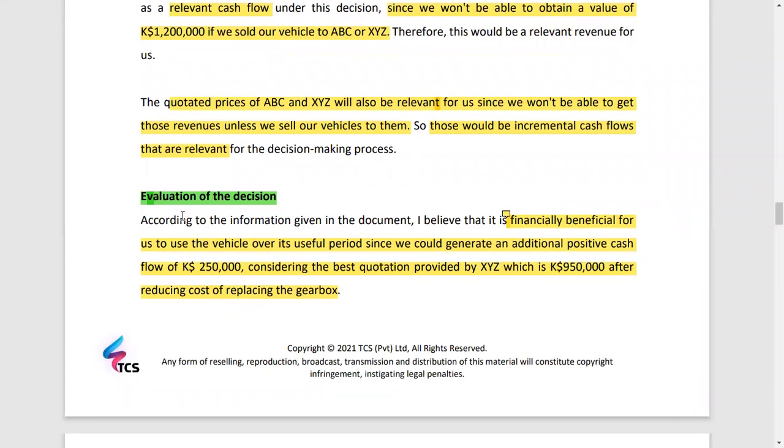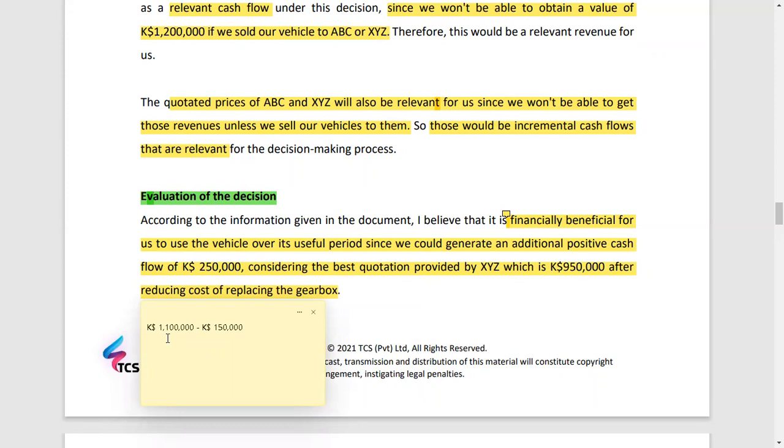I carried that out. Now I'm going to focus on the second part of subtask number 3, evaluation of the decision. It is financially beneficial for us to use the vehicles over its useful period, since we could generate an additional positive cash flow of $250,000, considering the best quotation provided by XYZ, which is 950,000 after reducing the cost of replacing the gearbox. I've done the numbers in here.